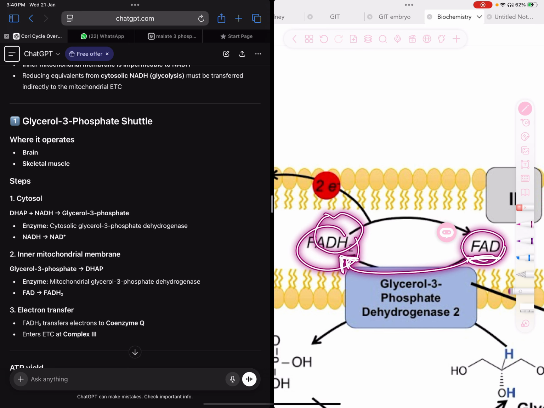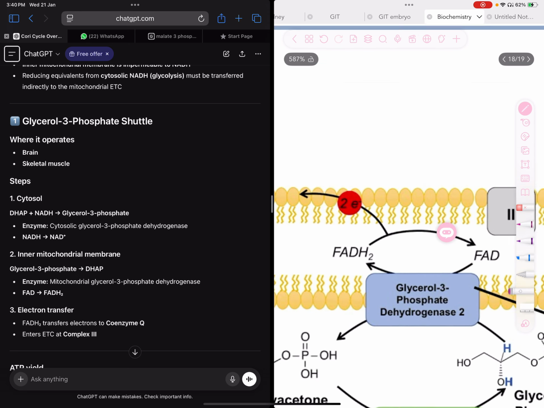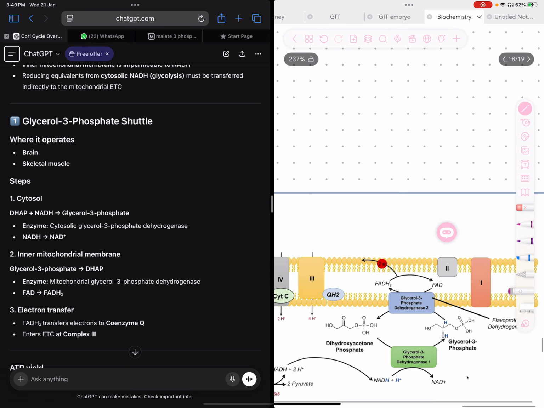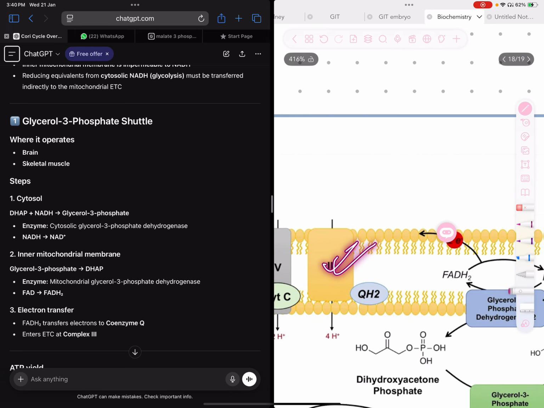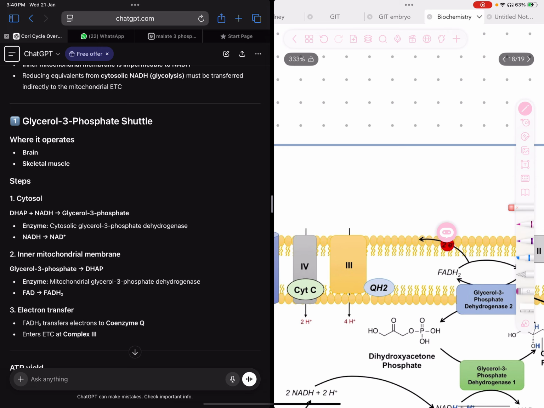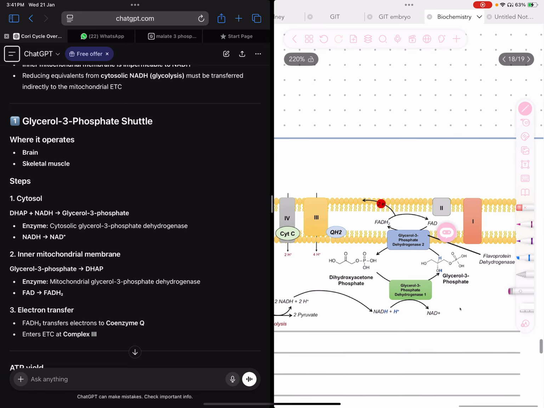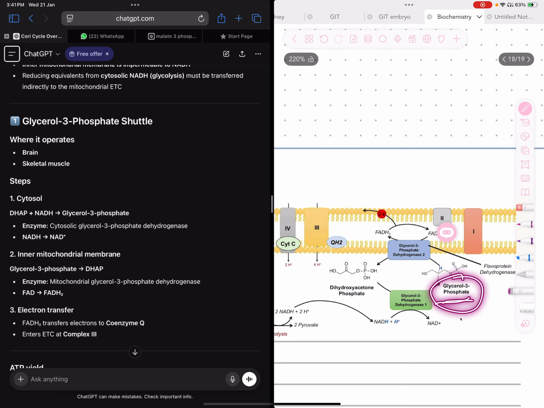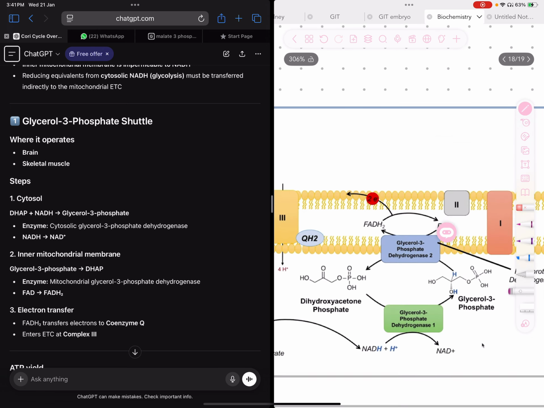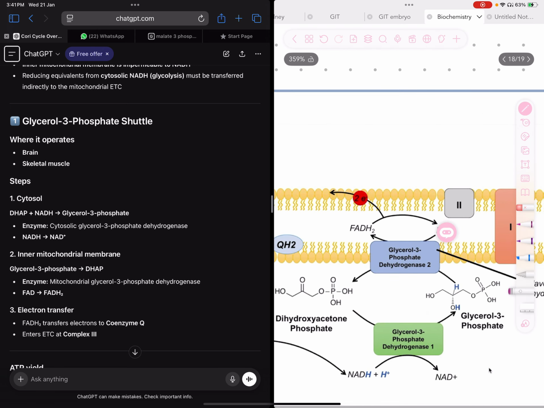Now, this FADH2 is going to transfer the electrons to coenzyme Q, which is ubiquinone, and enters the electron transport chain at the third complex, because the third complex is the one that receives the electrons from coenzyme Q. So this is the shuttle. It's called glycerol 3-phosphate shuttle because glycerol 3-phosphate acts as a shuttle. Basically, what you need are the electrons. So that's exactly what is happening here.